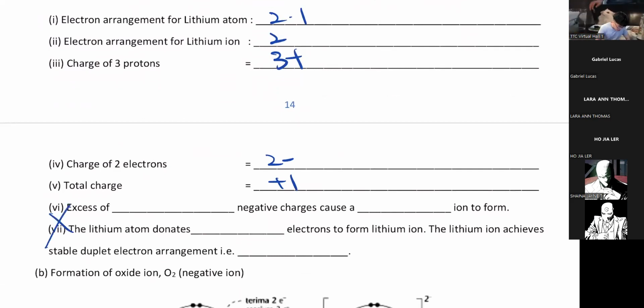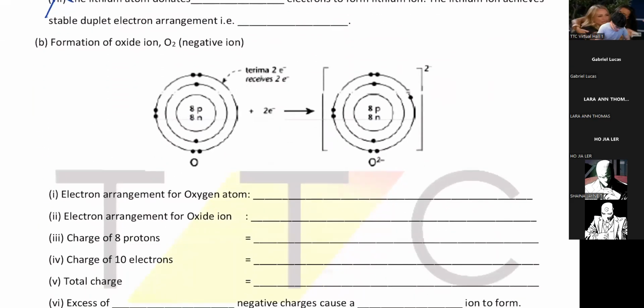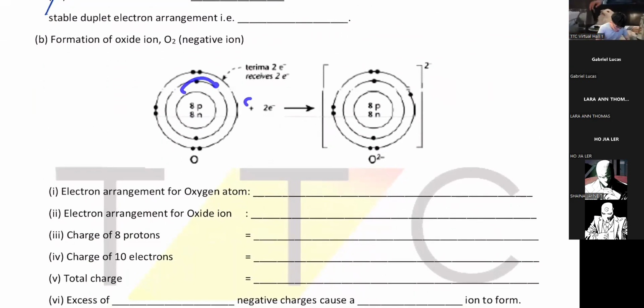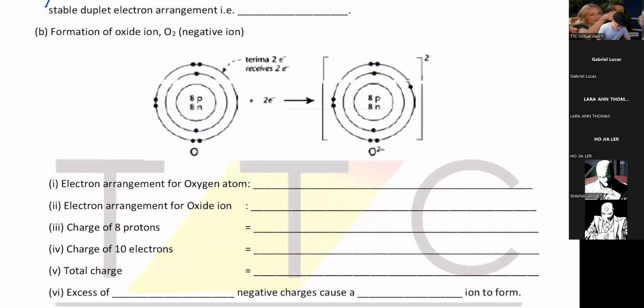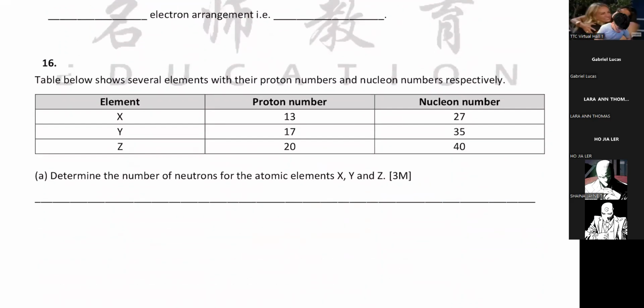We skip this question, not important. So the same thing for oxygen. Oxygen is 2.6. Outer shell was 6, so they take 2 more to become 2.8. So oxygen atom is 2.6, oxygen ion is 2.8. They take 2 electrons to become negative. This is last week's stuff.